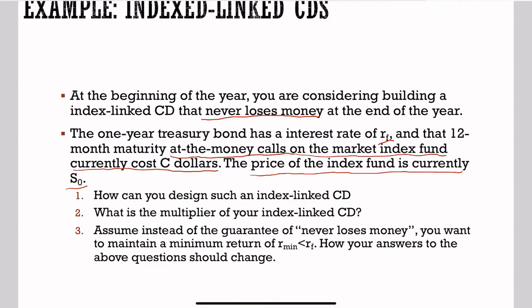Now we have three questions. First, how can you design such an index-linked CD? Second, what is the multiplier of your index-linked CD? Third, assume instead of guaranteeing you never lose money, you will actually guarantee a minimum return of R minimum. How would your answers to the first and the second question change?